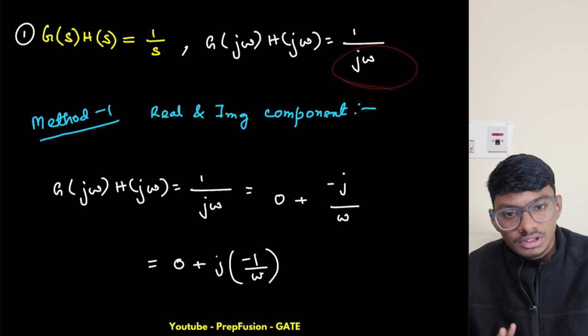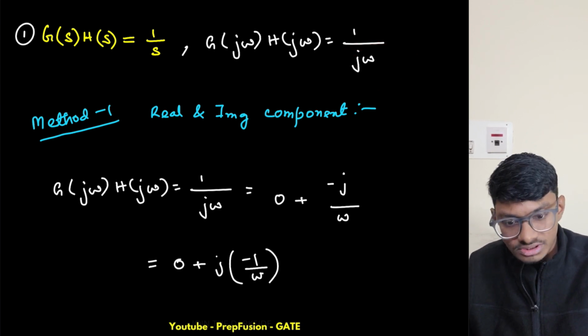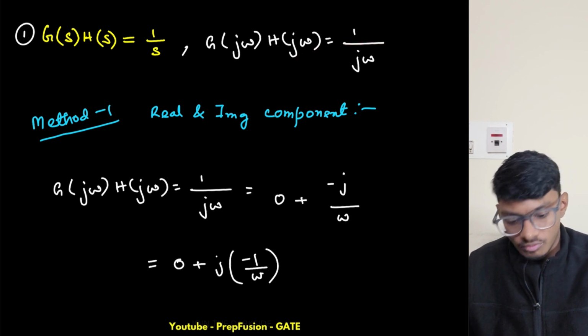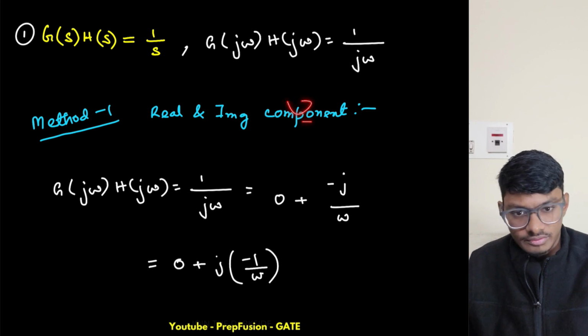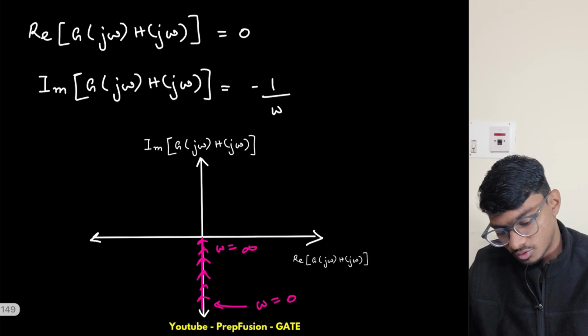Now if I put omega equals infinity, what happens? The imaginary component also vanishes. The real component isn't there anyway, but the imaginary component also vanishes to 0. So if it is 0, then I will be at the origin, 0 comma 0. That's why it is like this. Now let's solve it using method 2.